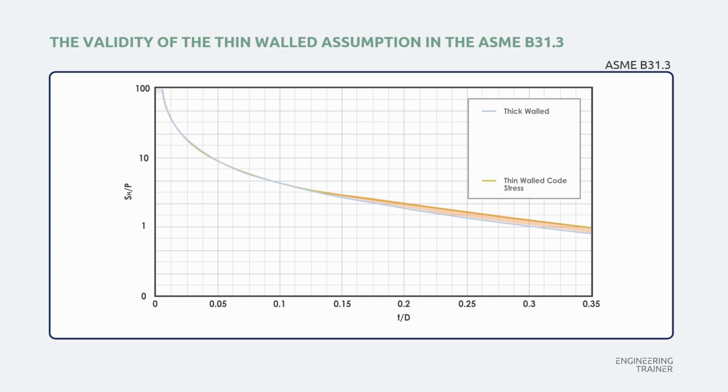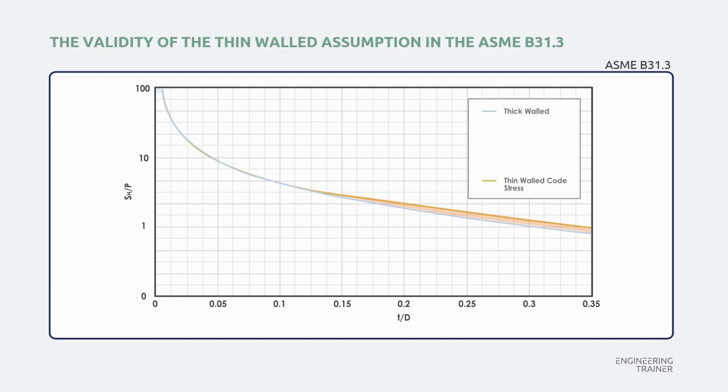wall thicknesses. However, for the B31.3 design code, the stress from the thin-walled code-specific relation is higher than that of the thick-walled relation. So the thick-walled relation in the B31.3 code is less conservative than the thin-walled relation.